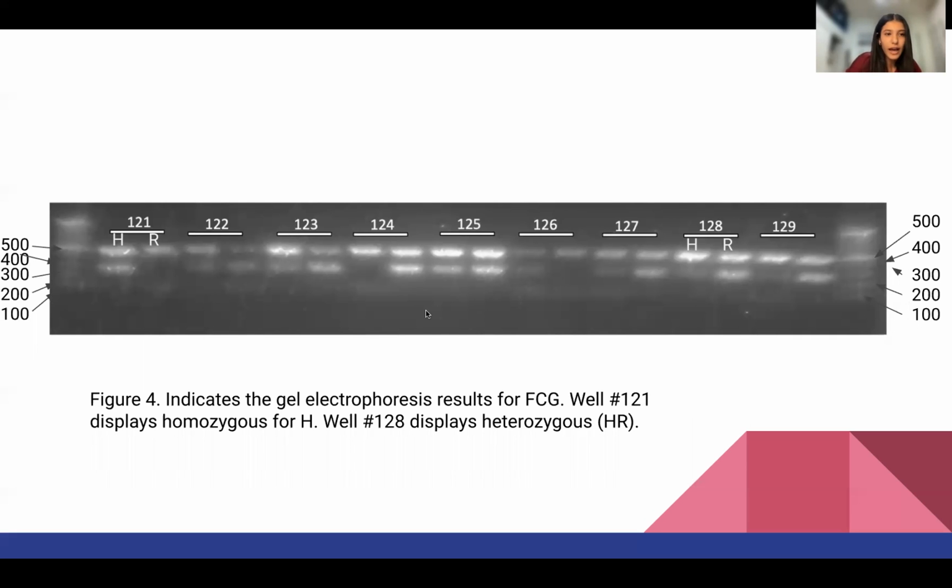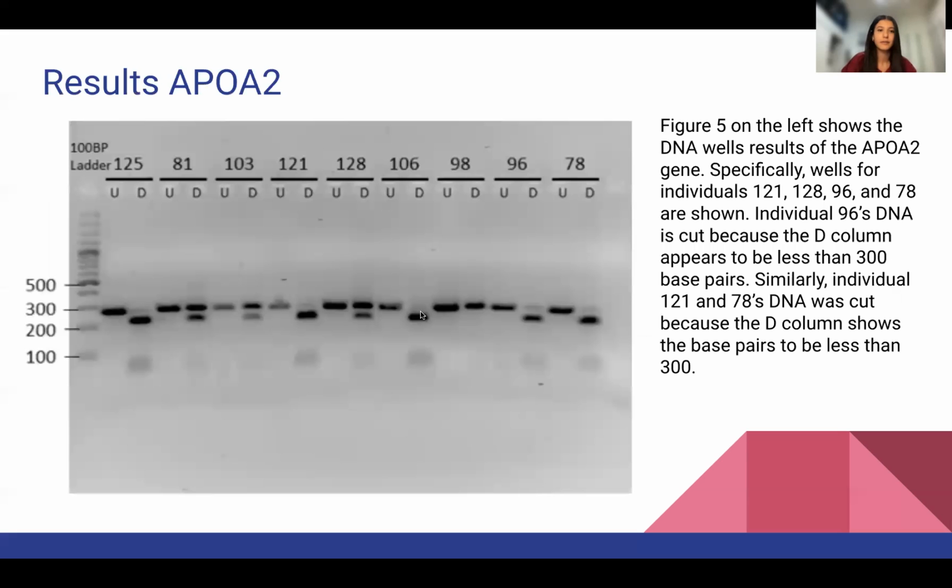And then looking at individual 121 and 128. Individual 121 is going to be homozygous for histidine, and then individual 128 is going to be heterozygous.